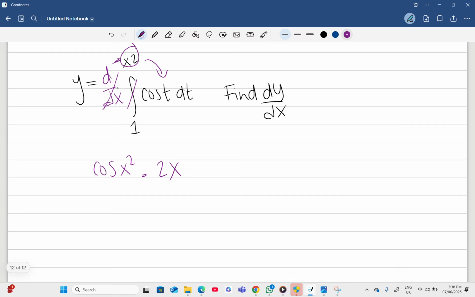That's it. But you just do the d by dx to show that the integration cancels. So just write d by dx at the end, or just cross it out with the integral, and that's it.